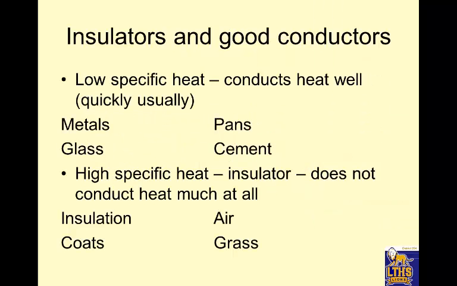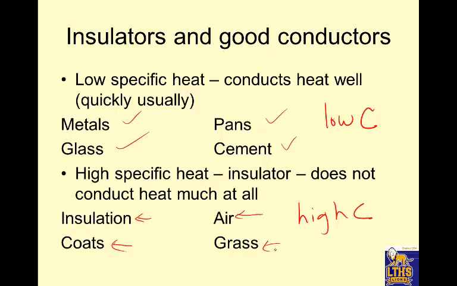Okay, how is this going to help us? Well, that's why we use metal pans, glass pans, regular pans, and cement to transfer heat quickly. We want heat to go through it, so we use a low specific heat. If you want heat to be stopped or take a long time to change the temperature of something, use something with a high specific heat, high C. All right. So we use insulation to keep stuff insulated. Coats. Air is a pretty good insulator. Grass is a pretty good insulator.